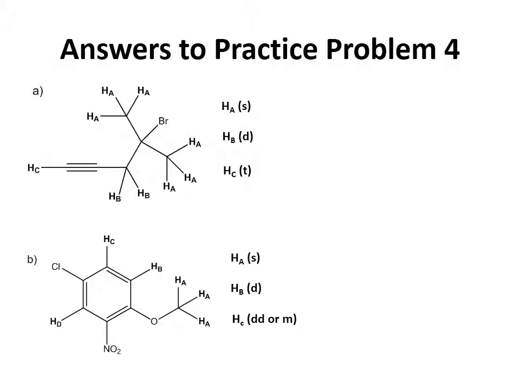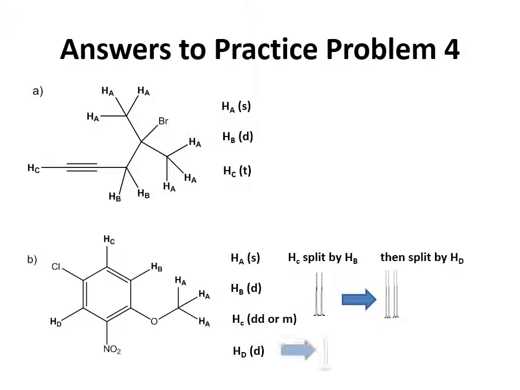So we have 2 different types of splitting. HC split by HB creates a wider space doublet, and then we split each of those peaks again by HD's interaction to get 2 sets of doublets. So one can call this a DD, a doublet of doublets, or simply M, a multiplet. HD is only within 4 bonds of one other proton, that's HC, through W coupling, and so it produces a narrow spaced doublet.